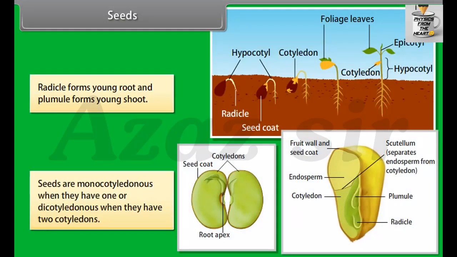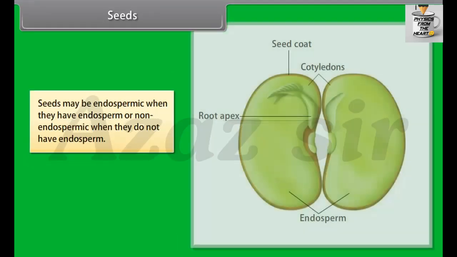Seeds are monocotyledonous when they have one cotyledon or dicotyledonous when they have two cotyledons. Seeds may be endospermic when they have endosperm, or non-endospermic when they do not have endosperm.